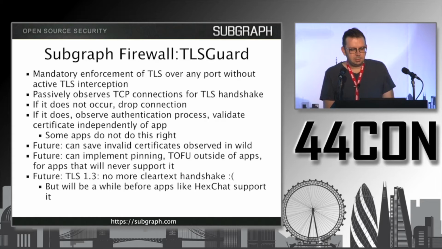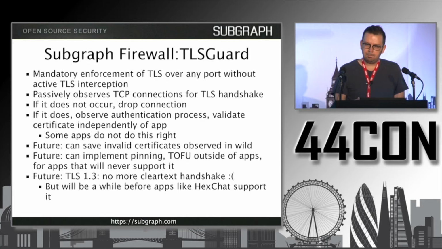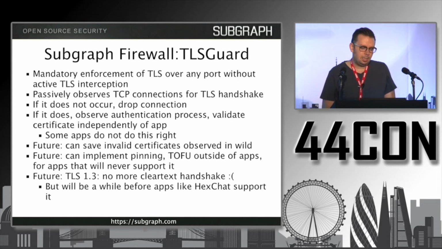We haven't done this yet, but if we see invalid certificates, we can save them, or we can implement trust on first use outside of any app, right? So we can say, okay, take the first certificate you see, save it. If that certificate changes and the previous one you saw didn't expire, tell the user that happened. That's interesting, okay? We can do things like that, and we can do it independently of the application.